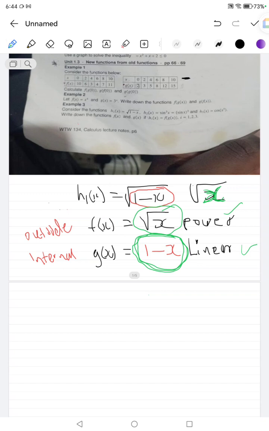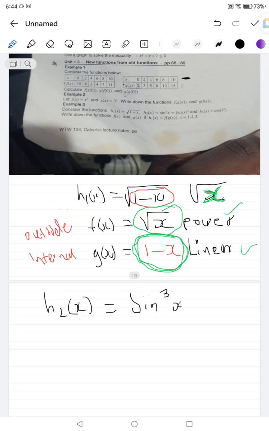So let's continue with the other example. The other example, they have your h of 2 of x, then you have your sine cube x.